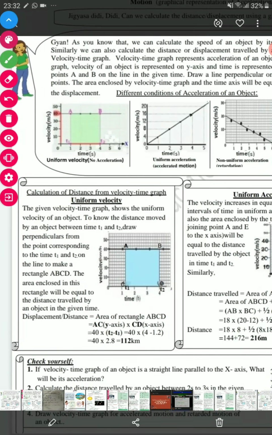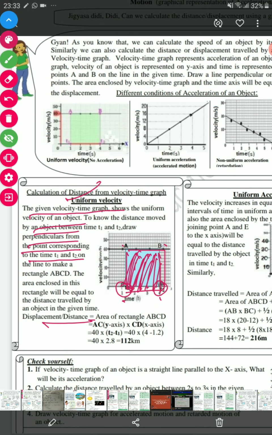See, next we have calculation of distance from the velocity time graph. Uniform velocity. What is uniform velocity? The given velocity time graph shows the uniform velocity of an object. To know the distance moved by the object between t2 and t1, see, this is t2, this is t1, and draw the perpendicular from the points corresponding to t1 and t2. We have made these perpendiculars on t1 and t2. By this way we got an area ABCD, and if we calculate the area enclosed by this ABCD, we come to know the displacement, right?